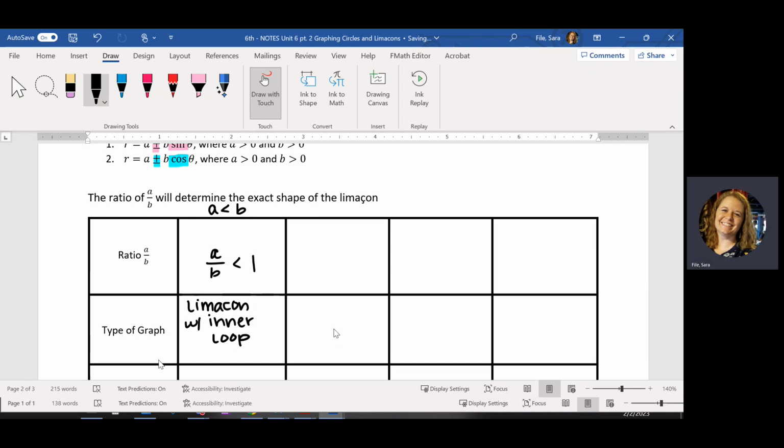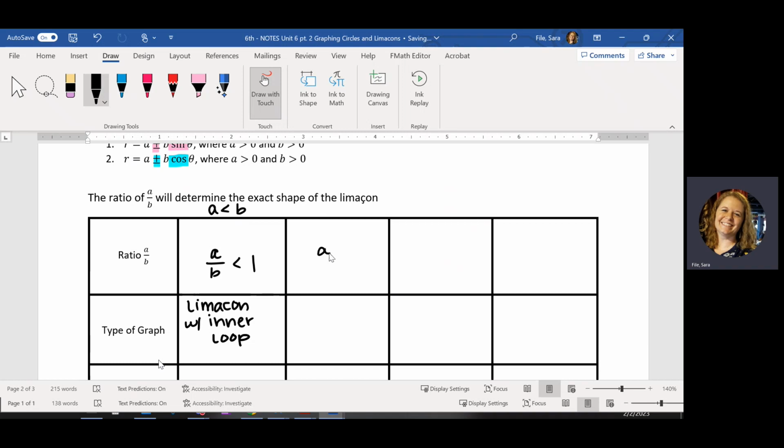When you were playing with the sliders in Desmos, you may have noticed sometimes that you got this shape that looped around inside itself. Did y'all notice that on any of them? Okay, that's a limacon with an inner loop, and that only happens when the A is less than the B.